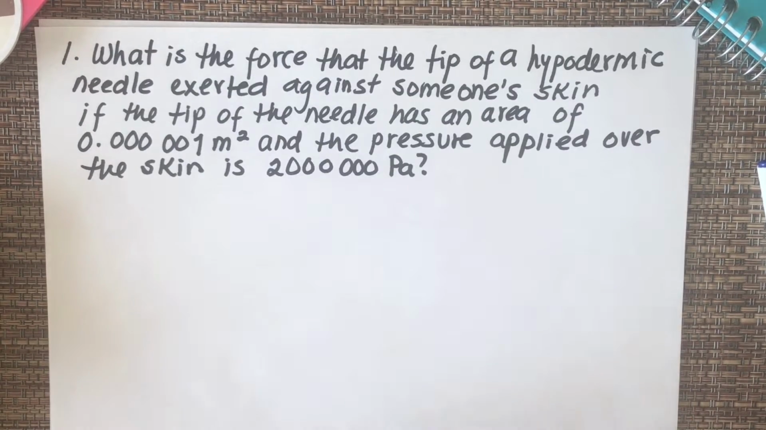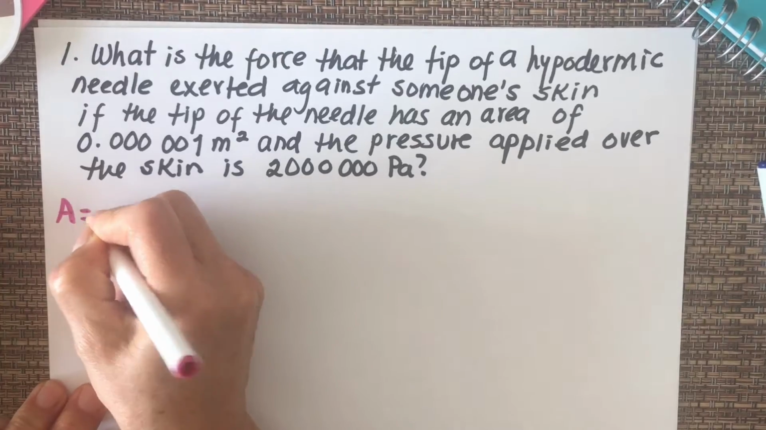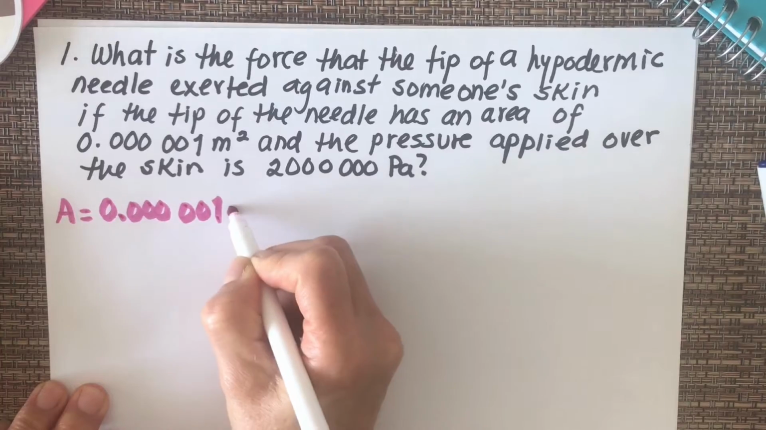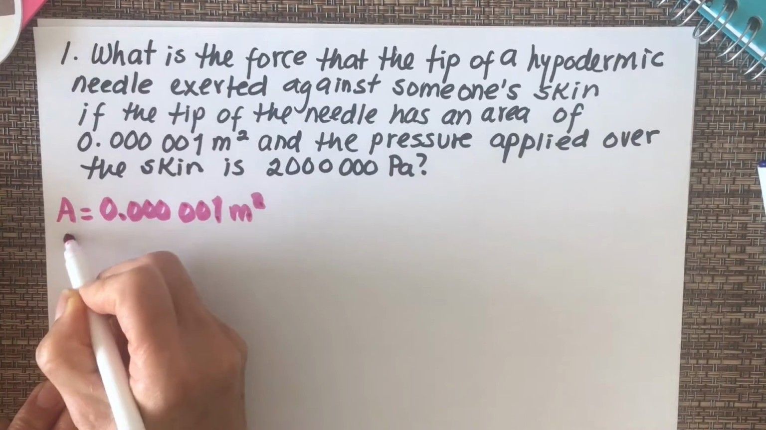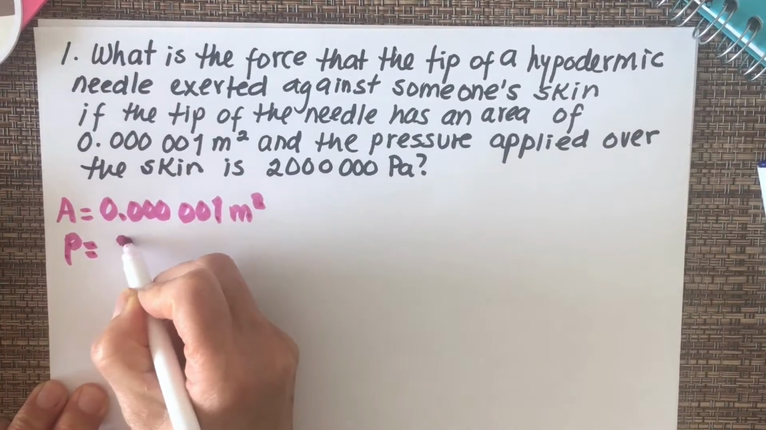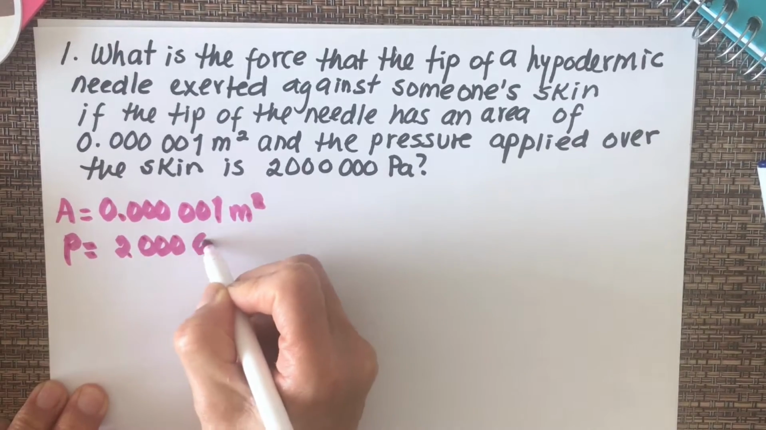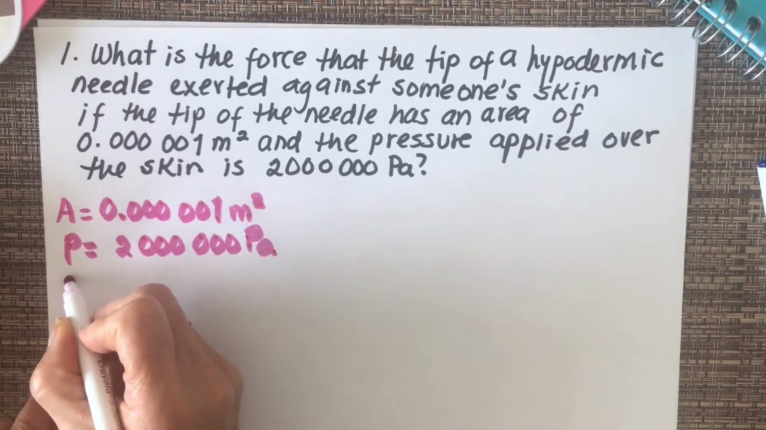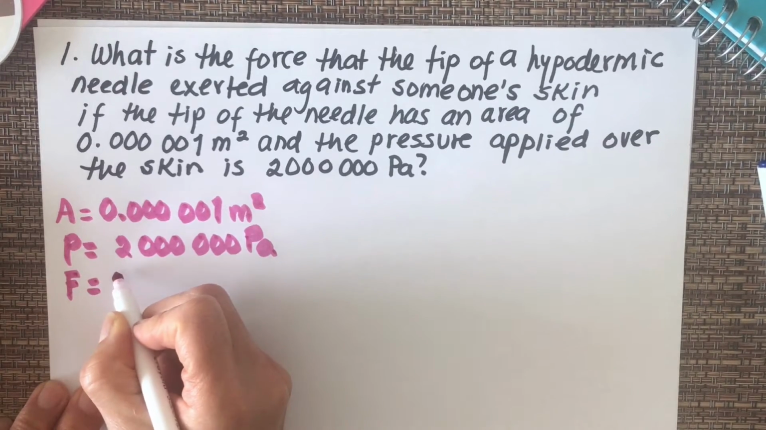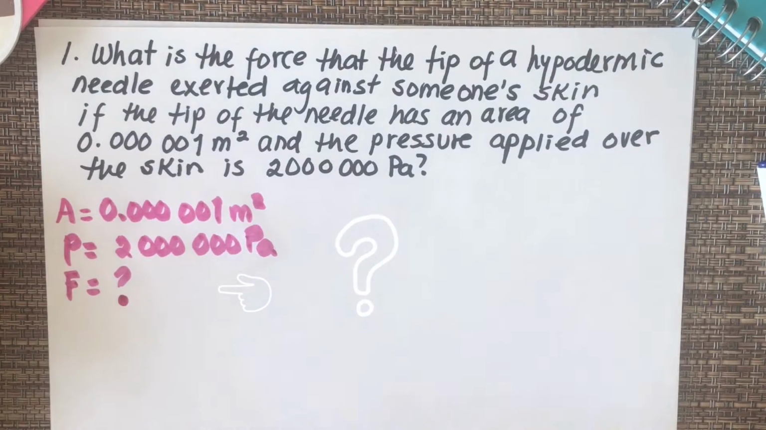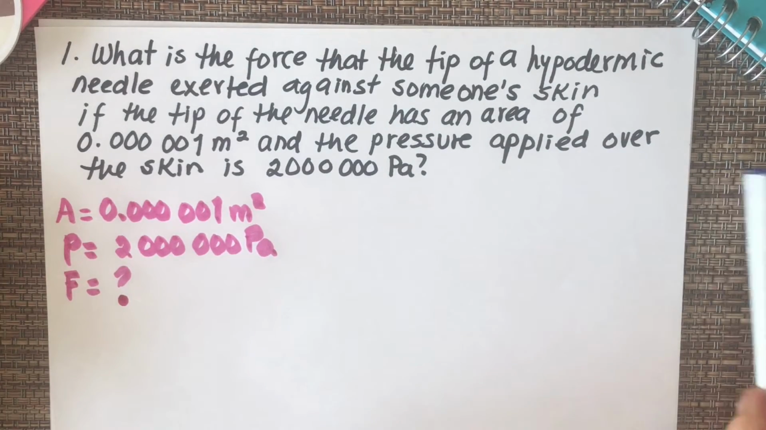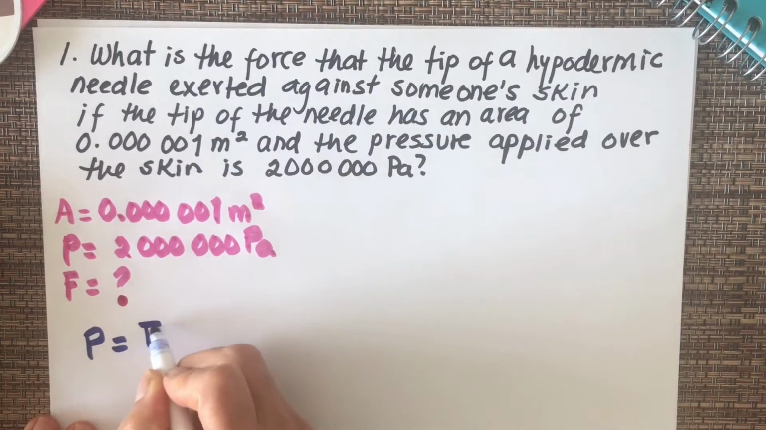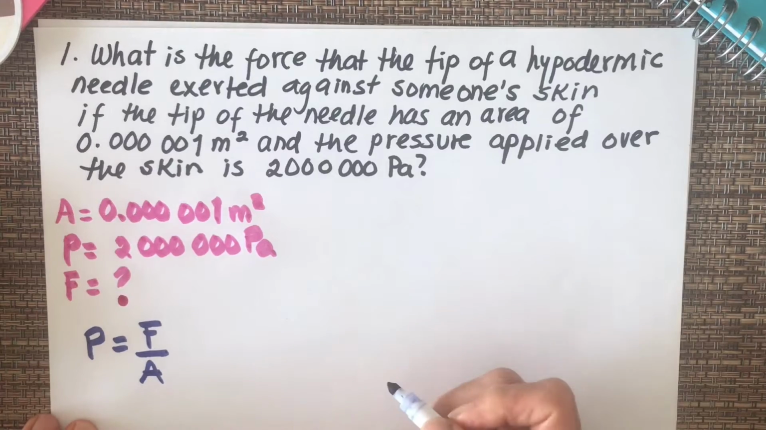In this problem, we have area equals 0.000001 square meters. Then pressure equals 2 millions of Pascal. And we need to obtain force. Then force equals question mark. The formula for pressure is pressure equals force over area.